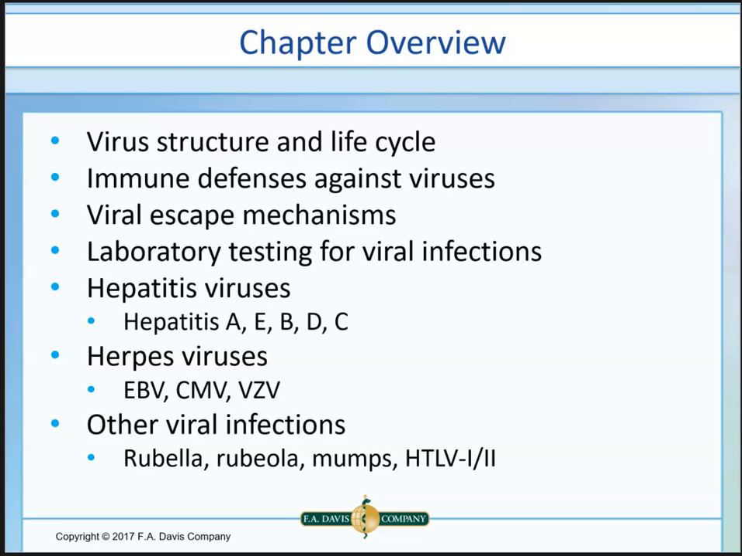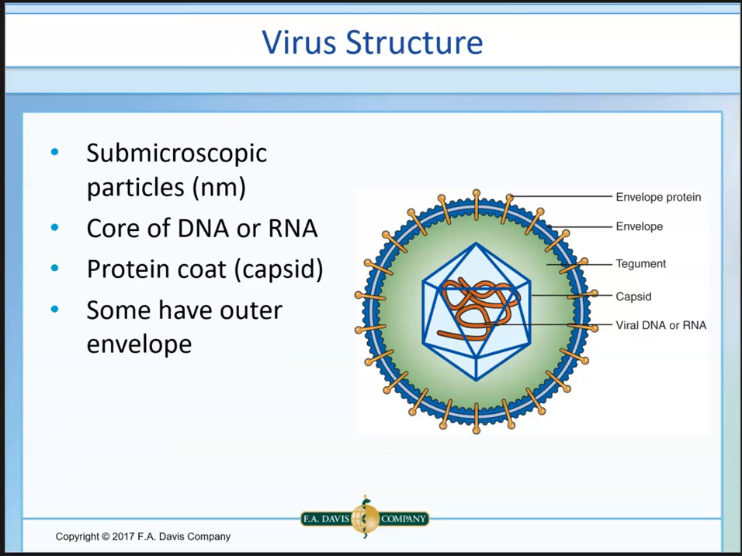So we're going to actually emphasize big time on hepatitis A, B, C, D, and E, certain herpes viruses, Epstein-Barr virus, EBV, CMV, which is cytomegalovirus, VZV, which is varicella zoster virus, and rubella, mumps, and then HTLV 1 and 2, which is human T-cell lymphotropic viruses.